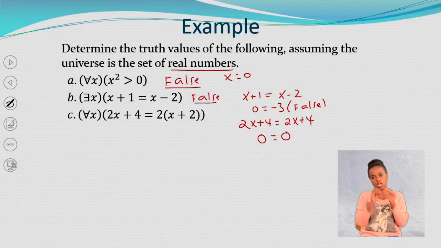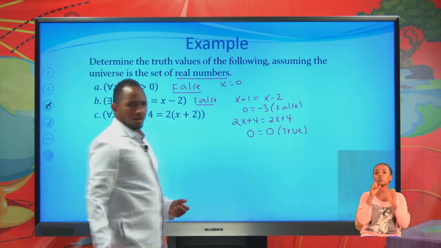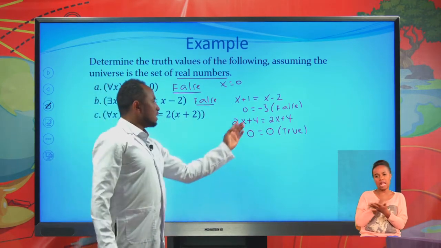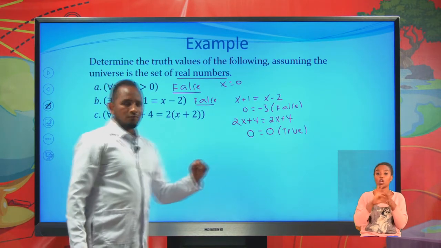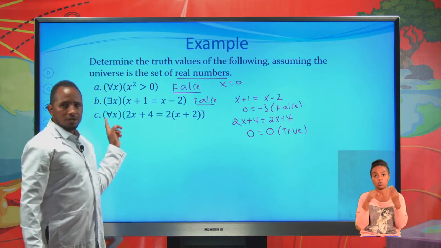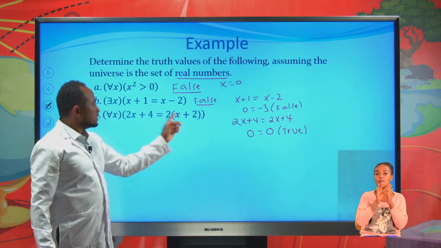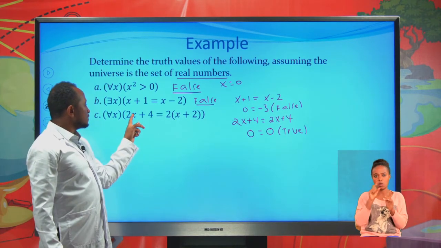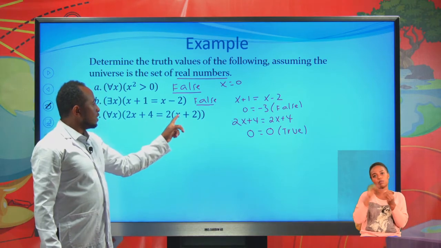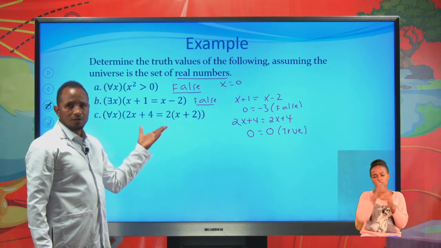This is always true. So this means you can take any real number and this equation always holds. Therefore, the statement says, for any real number x, this equation is always true. Yes, it is true. For example, if you take 1, 2 times 1 plus 4 is 6, and 1 plus 2 is 3, times 2 is 6. You can take any real number; it always satisfies this equation.